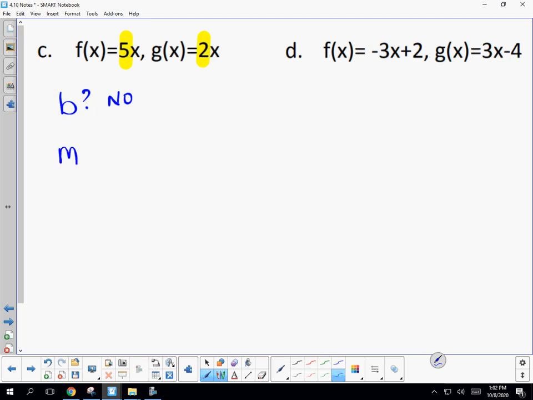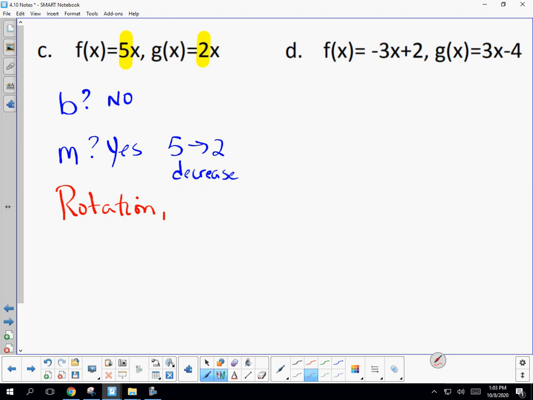My m changed. It went from a 5 to a 2. So I know I have a rotation. And 5 to 2 is a decrease, so it is going to be less steep. Okay? Let's look at D.